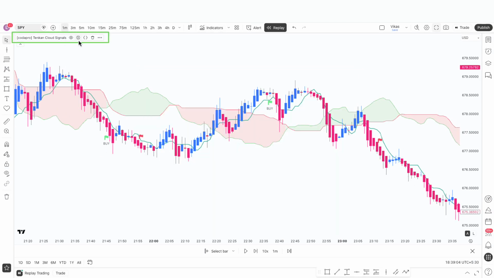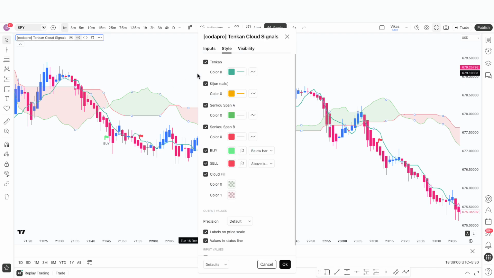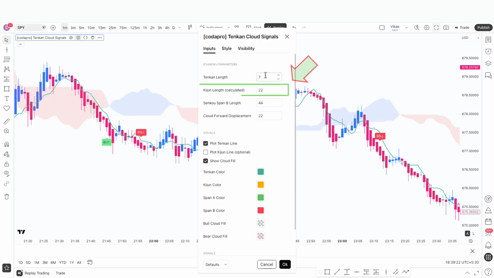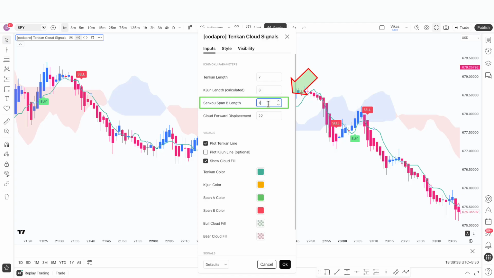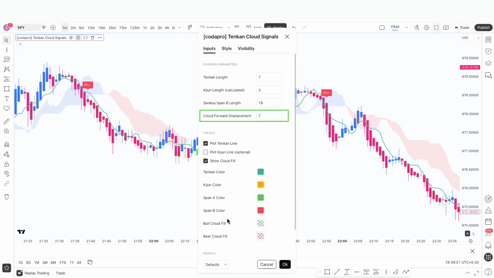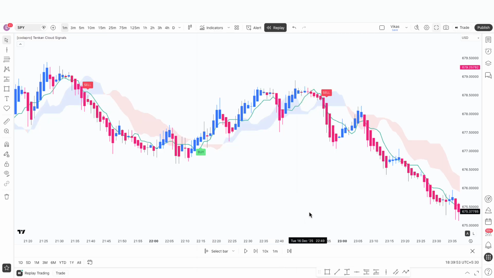Now, the indicator settings to change for perfect signals. First, we have to keep these options hidden. We change buy-sell flag to label up and down, and after that change cloud fill color to 0, and change Kijun length from 22 to 3, and change Senkou Span B length from 44 to 19, and change cloud forward displacement from 22 to 7. Here everything is fine after that. Click OK. Now we'll add one more indicator to make this strategy more powerful.